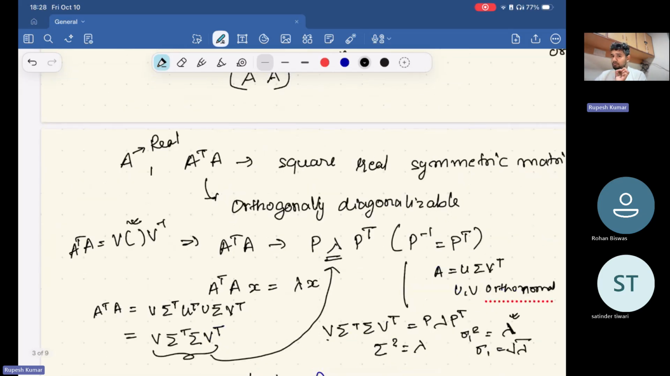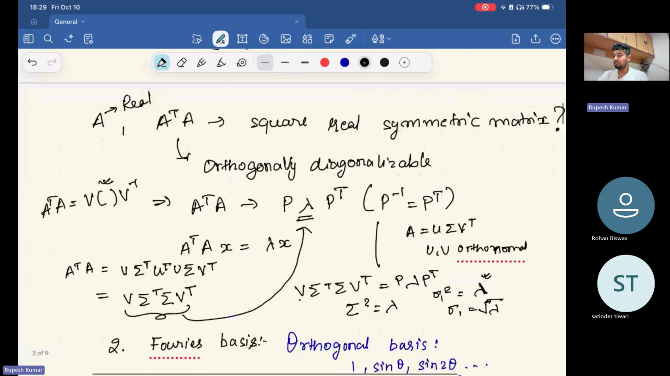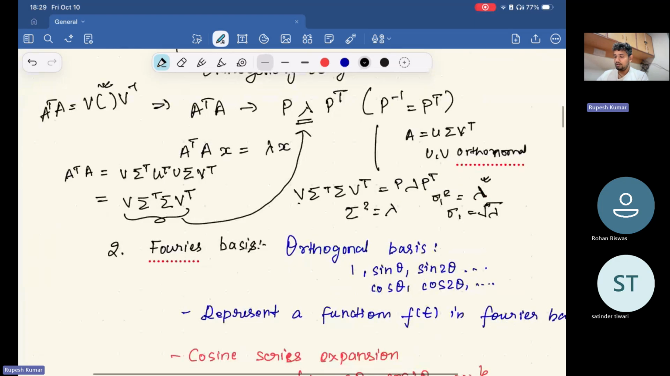Now, one thing to know here is that this lambda, this eigenvalue of A transpose A, will always be positive. Only then will you be able to take the square root. And you can always prove that this will always be positive. And you always take the positive square root of this positive value. And this gives you the definition of singular value decomposition. Is this clear, everyone?